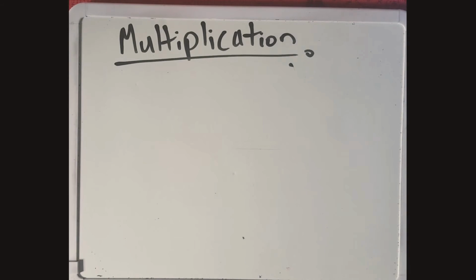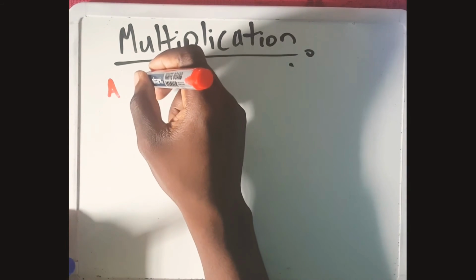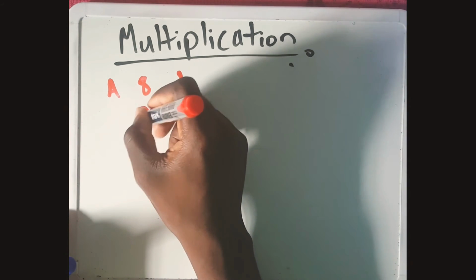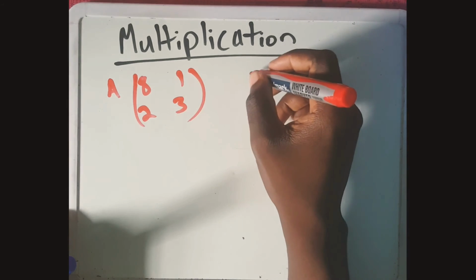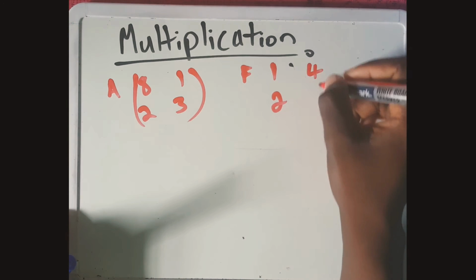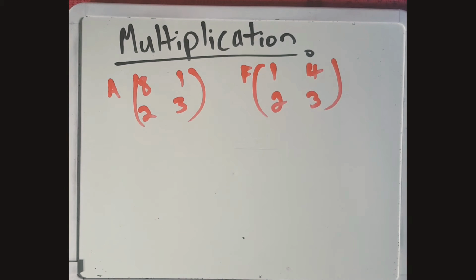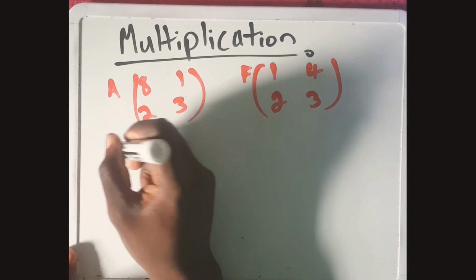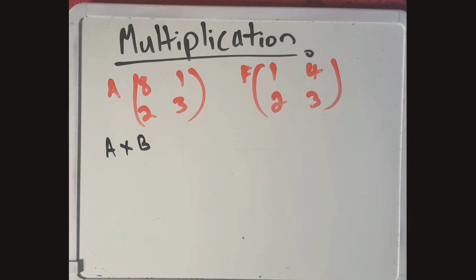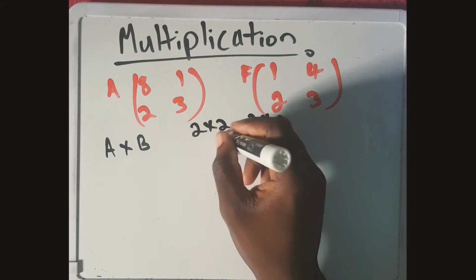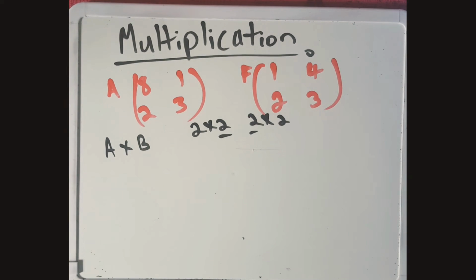Now say you have matrix A with elements 8, 1, 2, 3, and matrix B with elements 1, 2, 4, and 3. These are your elements, and you are supposed to multiply A times B. Remember, row by column. And before you can do that, you do your check. Both are 2 by 2, and you can see that the inner numbers are the same, so it is compatible to multiply. So let's do that.